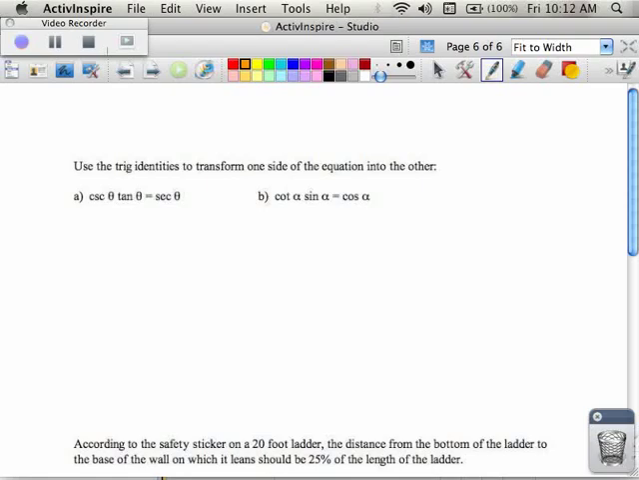Whenever they talk about trig identities, the first thing I think about is transfer, if you can, if there are no squares, into sines and cosines. Whenever possible. So if you don't see any squares, go to sine and cosine.